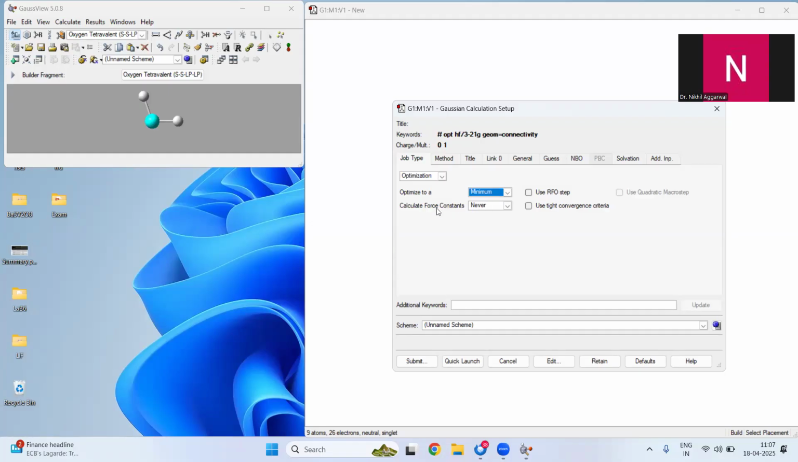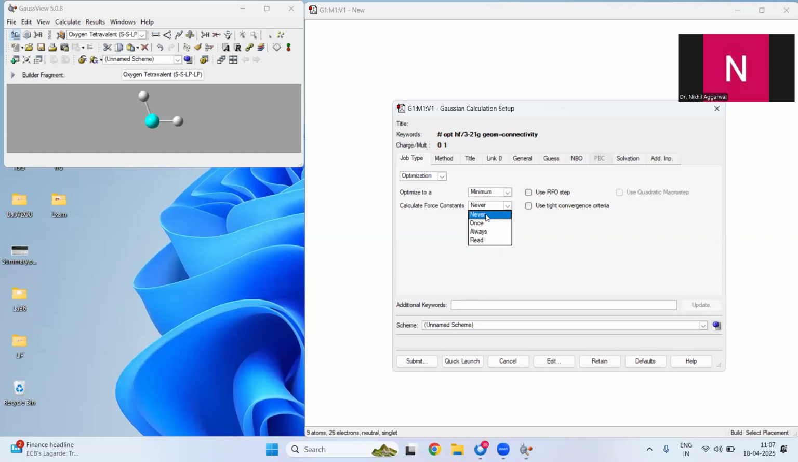Now there's a next option. I am using the GaussView 5.08 version. Some of you may be using GaussView 6.0-something version, so therein this option would be different. Calculate force constant: in my case, we have never, once, always, and read. In your case, it would be something else.